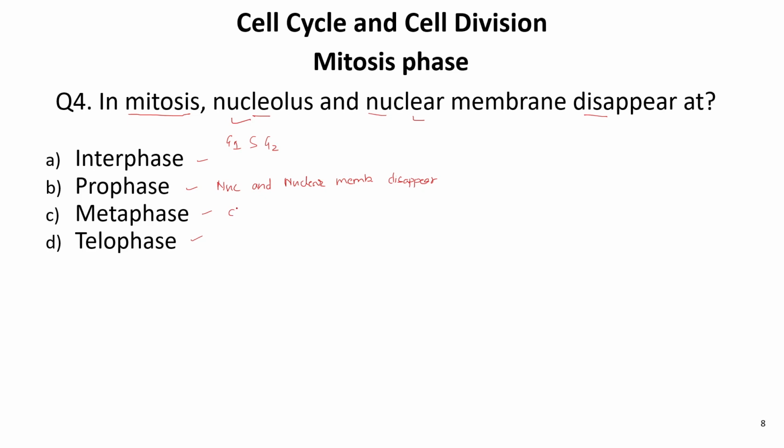Metaphase, what happens? Chromosomes are aligned at the equator, at the equatorial plate, also known as the metaphase plate.